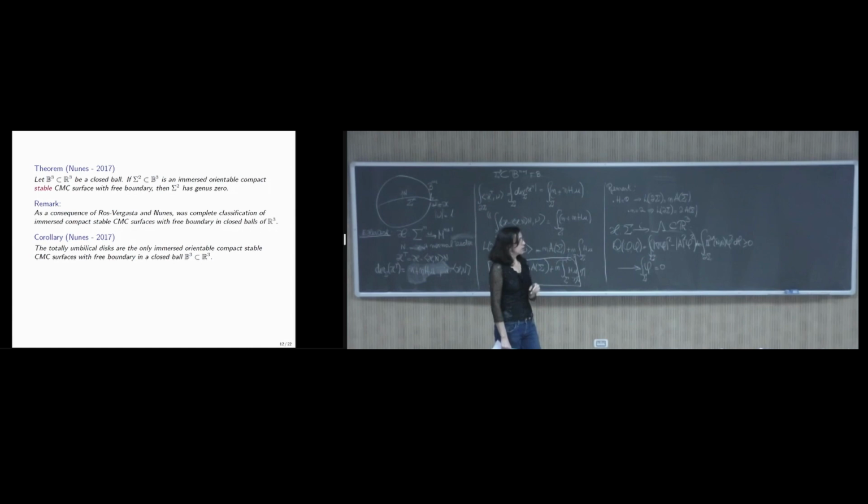In these results by Nunes, the following result says that the totally umbilic disks are the only orientable, compact, stable CMC surfaces with free boundary in the ball. So you have here rigidity results, classification results. You have this hypothesis, and you get this classification. Okay? So I will prove that, but I will talk a little more about it. And I ask you now if there are any questions here. If what the idea is is not clear, please let me know.